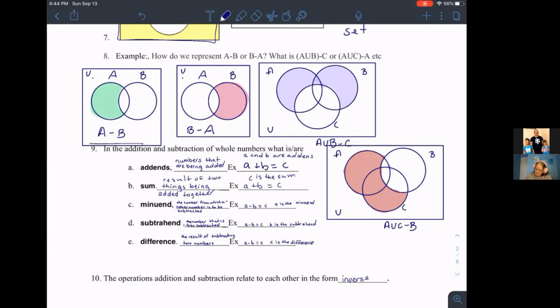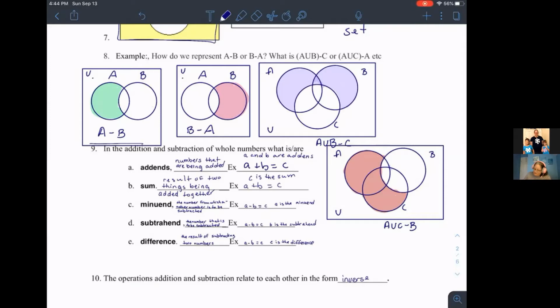And then on the B minus A, it's the same thing. We have B. We want to find the B elements that aren't associated with A at all, that are not in that set of A.